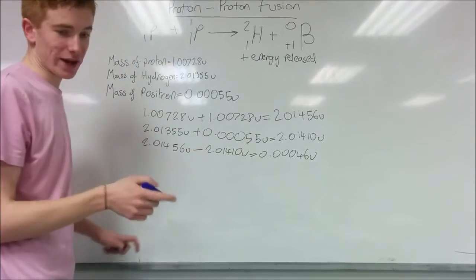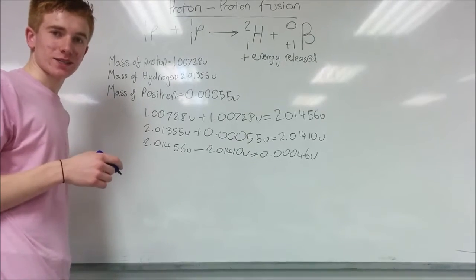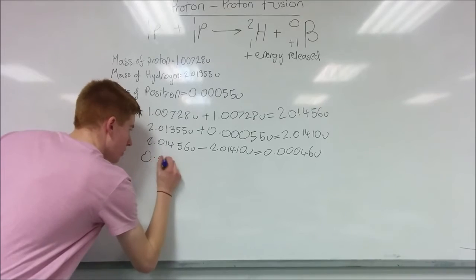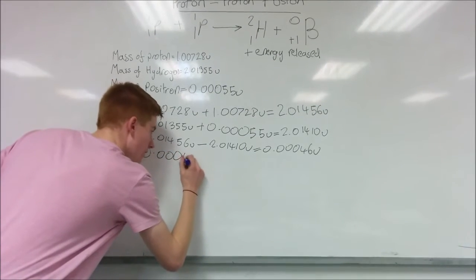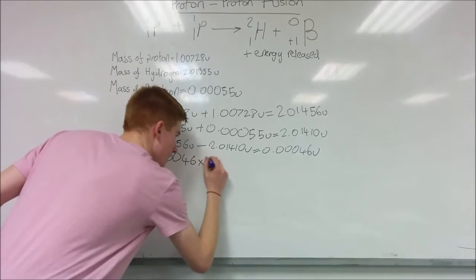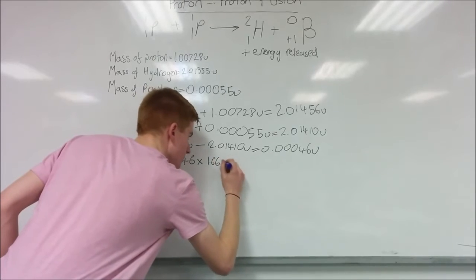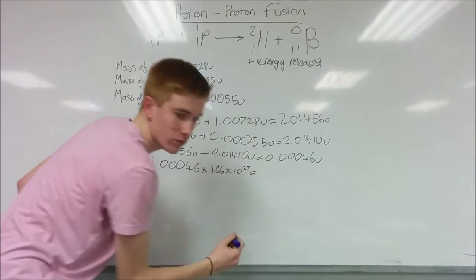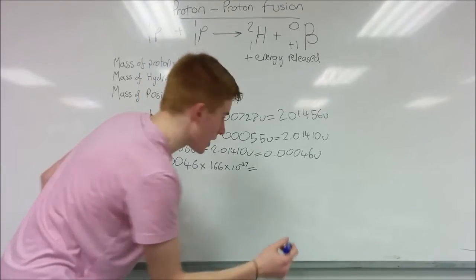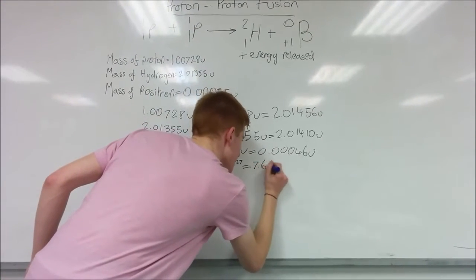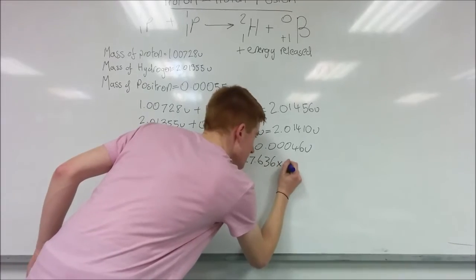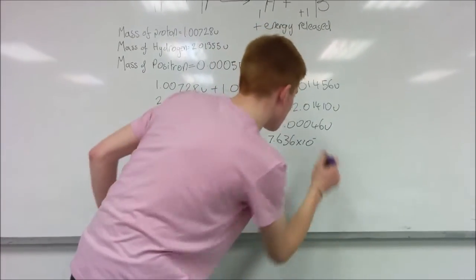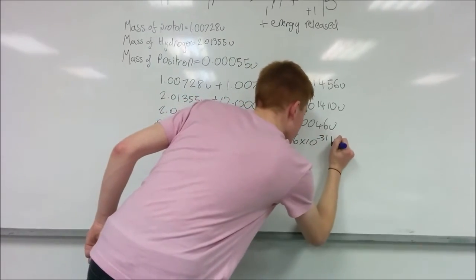So seeing as 1 U is 1.66 times 10 to the minus 27 kilograms, we do 0.00046 times 1.66 times 10 to the minus 27, and that comes to, in my head, 7.636 times 10 to the minus 31 kilograms.